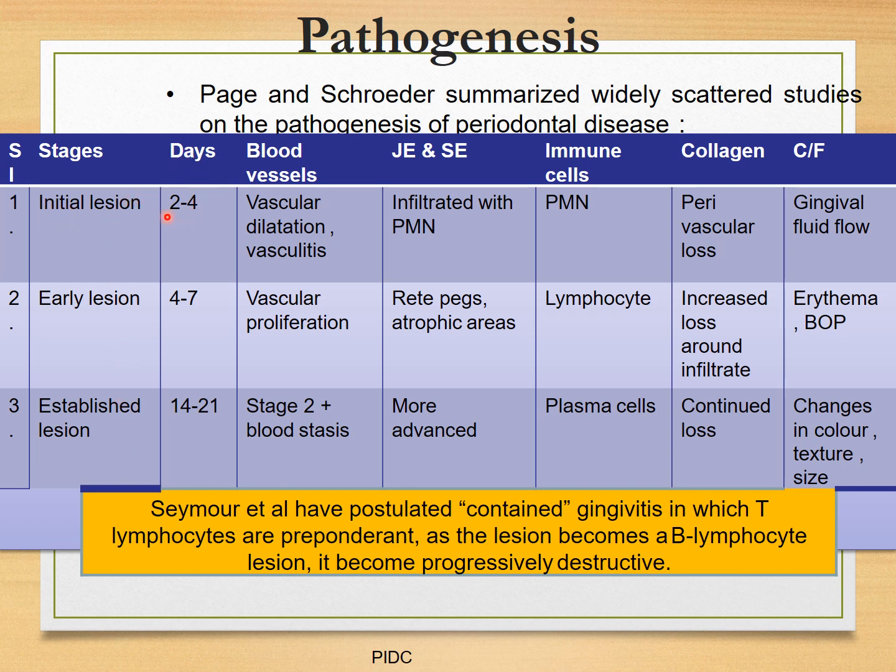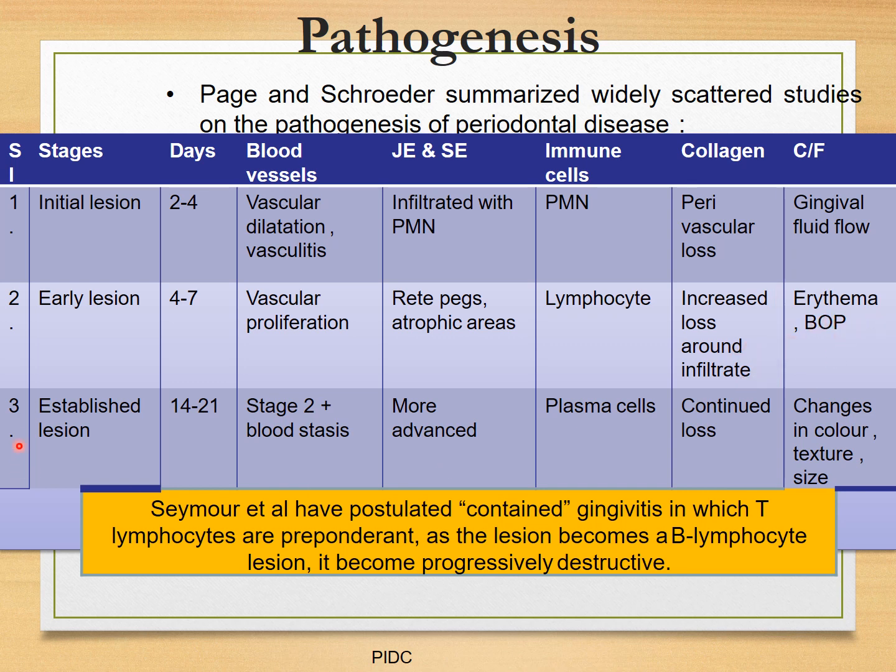The days of occurrence, that is 2 to 4 days, and blood vessels show vascular dilatation and vasculitis, infiltrated with PMNs in the junctional epithelium and sulcular epithelium, and the predominant cell is polymorphonuclear neutrophils. Collagen, there will be perivascular loss, and clinically gingival fluid flow. Early lesion arises within 4 to 7 days, and blood vessels show vascular proliferation, and rete pegs and atrophic areas can be seen in junctional epithelium and sulcular epithelium.